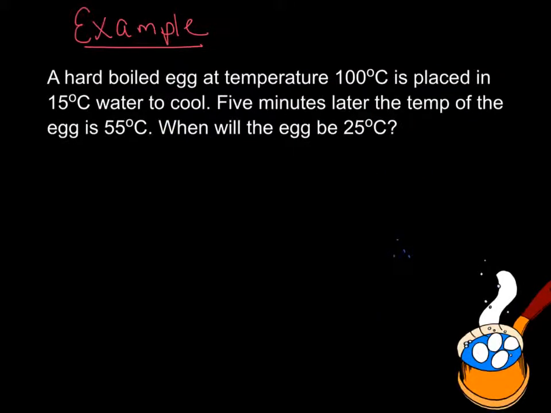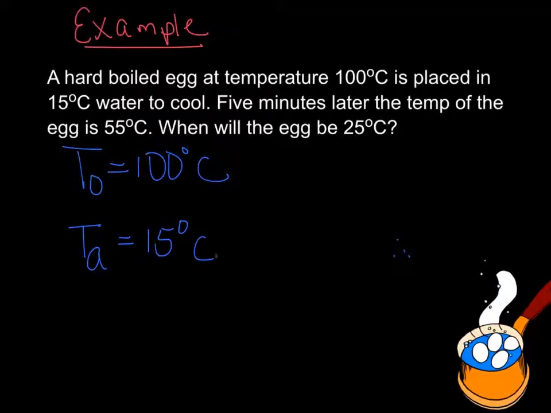So for this example, I'm not going to solve anything. I am just going to go through what everything means. For the specific formula, you have a hard-boiled egg at temperature 100 degrees Celsius. That is T of 0. So basically, that means that your object is starting at 100 degrees Celsius. And then you place it into 15 degrees Celsius water to cool. And that is actually your ambient temperature, because now the egg is going to a new environment with a new temperature, which is 15 degrees.